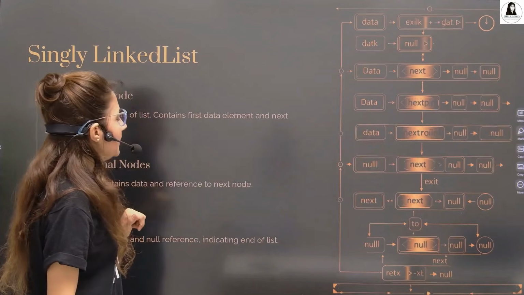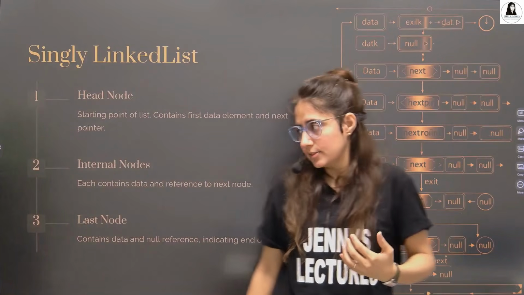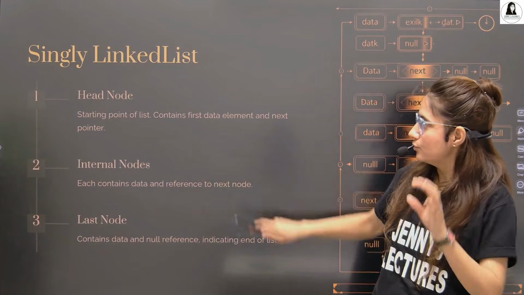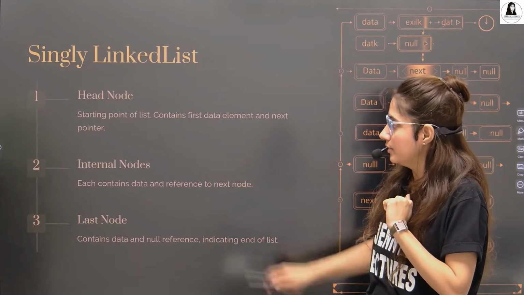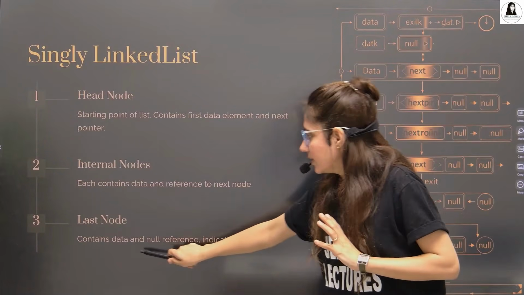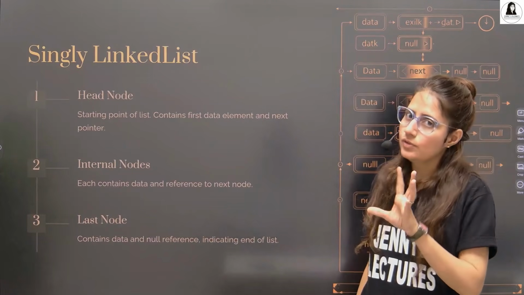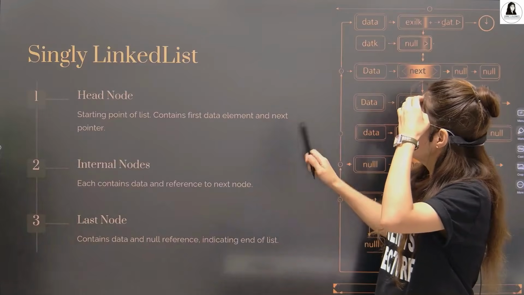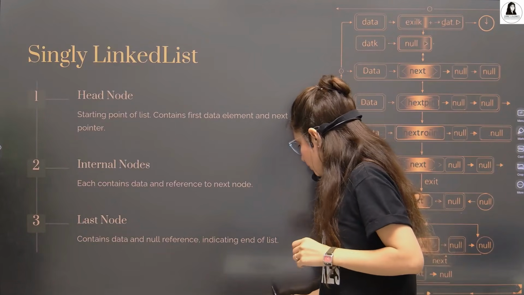Now, let's discuss more about singly linked list. Okay, fine. Head node, starting point of the list, contains the first data element and the next pointer. Internal nodes are there, each contains data and reference to the next node. Last node contains data and the null reference indicating end of the list, right? But the thing is, now how to create a node in Java? This thing is important. Let me show you.